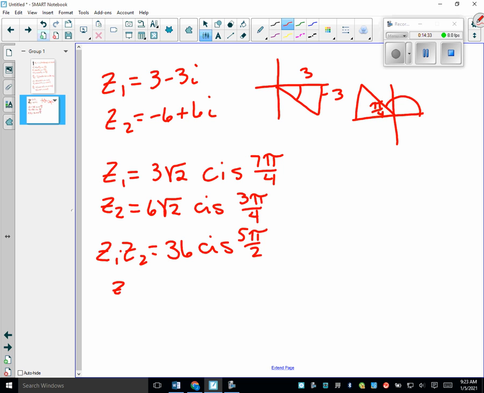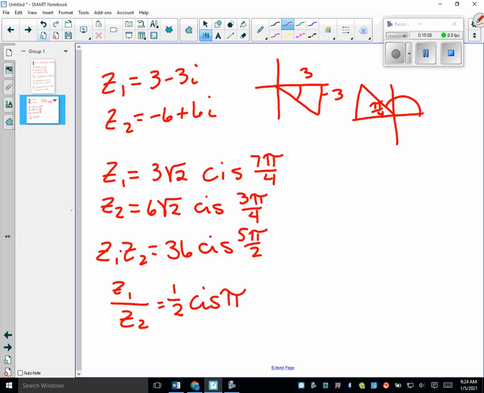Now, how would we divide these? How would I have Z1 divided by Z2? What is my new r? 1/2? 1/2 cis. What is my new angle? There's my two answers. Does that make sense to you?